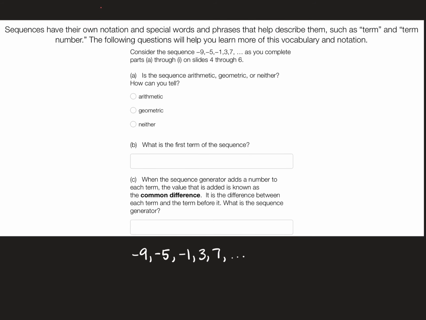Okay, so we'll answer A through C on this video. Looking at the sequence -5, -9, -5, -1, 3, and 7. Do we think it's arithmetic, geometric, or neither?